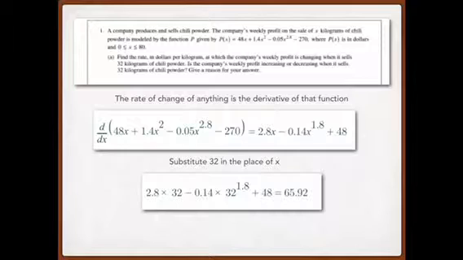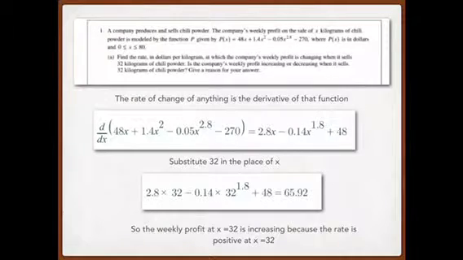And so, is it increasing or decreasing? Well, you see the number is positive. This means that an increase has happened, and so we will say it is increasing at x equals 32. Let's move on to part B. How many kilograms of chili powder must the company sell to maximize its profit?